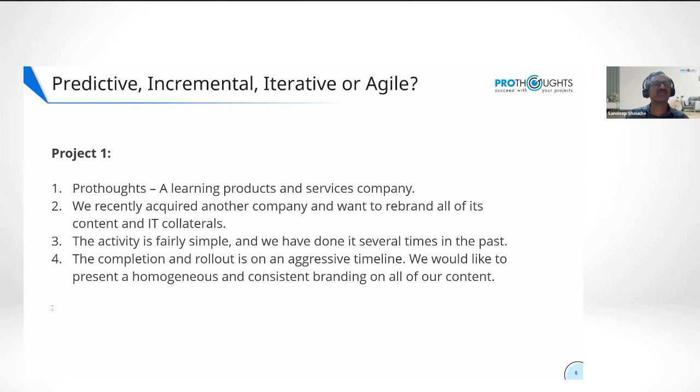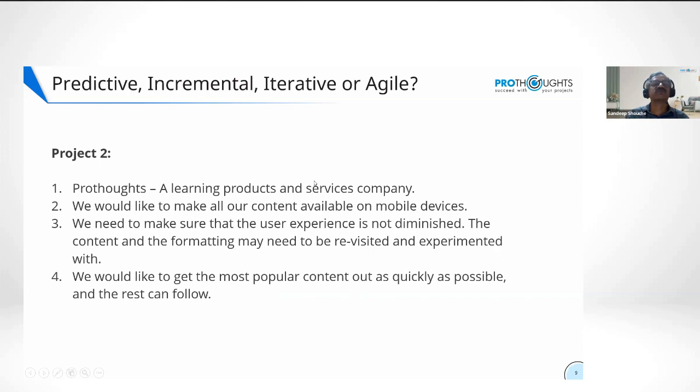Of course, you are welcome to disagree. But next question for you. This is another project, a different project. And again, my question remains the same. For this project, would you use a predictive, iterative, incremental, or agile approach?